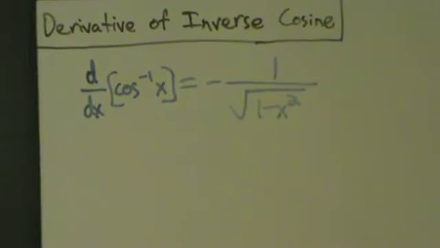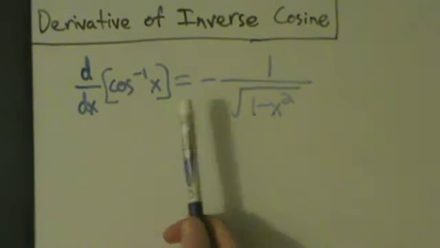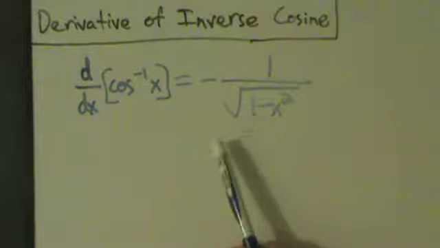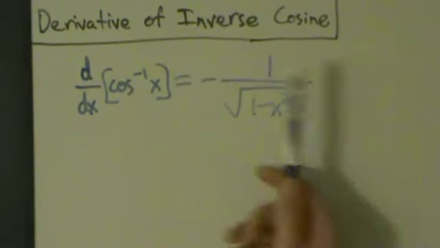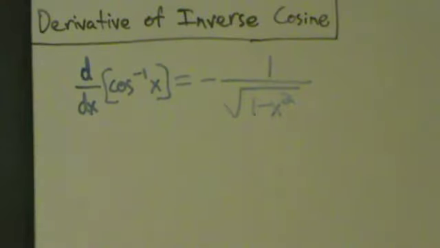Okay, so now let's talk about the derivative of the inverse cosine function. So d/dx of inverse cosine of x actually equals negative 1 divided by the square root of 1 minus x squared. So it's the same thing as the inverse sine function, but we just got a minus sign in front of it now, right?